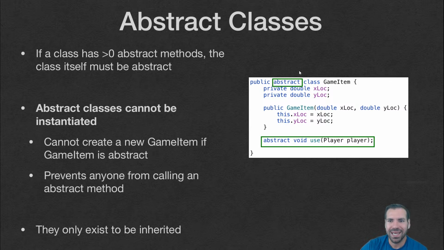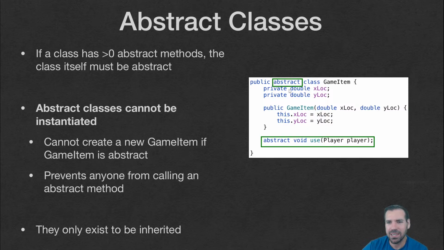So that's abstract classes. If you have any abstract methods, your class has to be abstract. For what it's worth, you can have a class be abstract even if it has no abstract methods in it. You can just add the keyword abstract to the class. And sometimes that's useful. Sometimes you just don't want people creating objects of your class type. You can make it abstract.